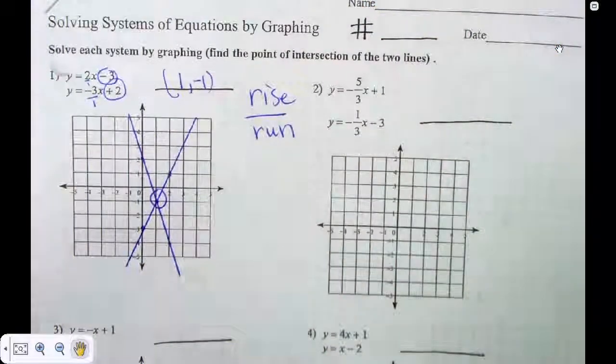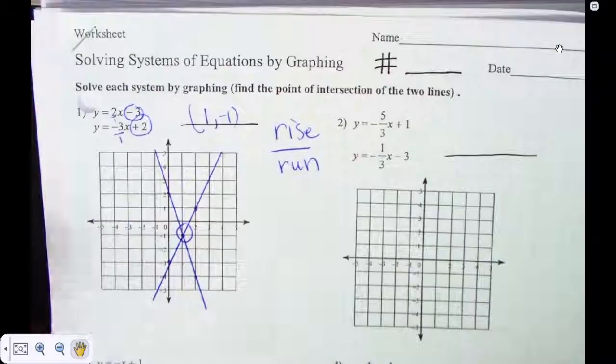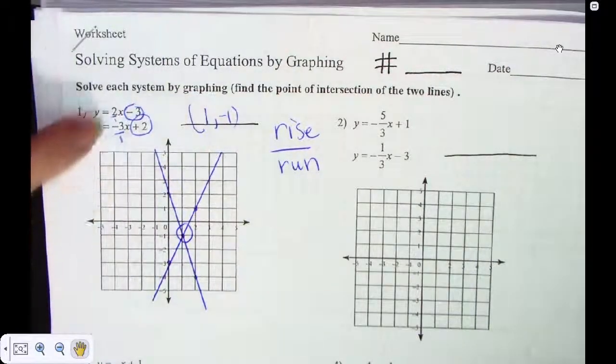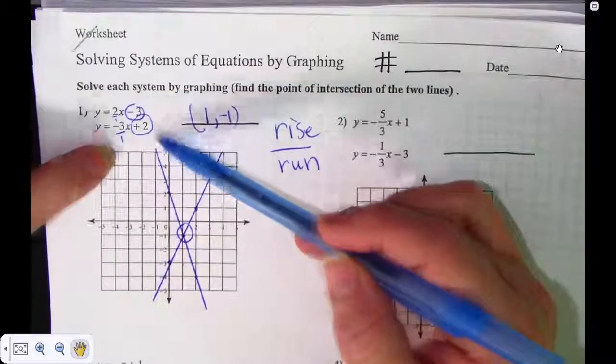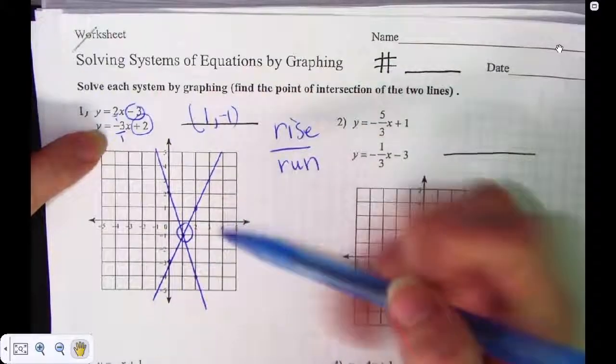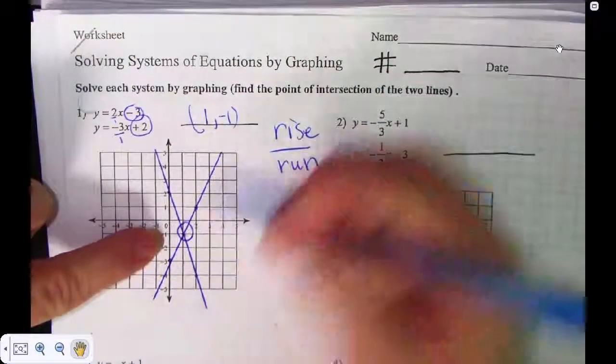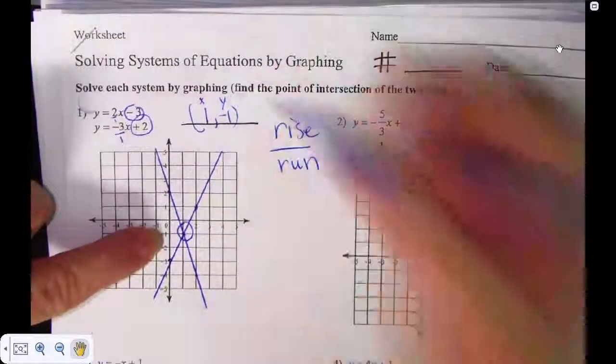All right, on number 1, we're checking the solving systems of equations. So we put both lines on the graph. The solution is (1, -1). This is your x, this is your y. Get your calculator.